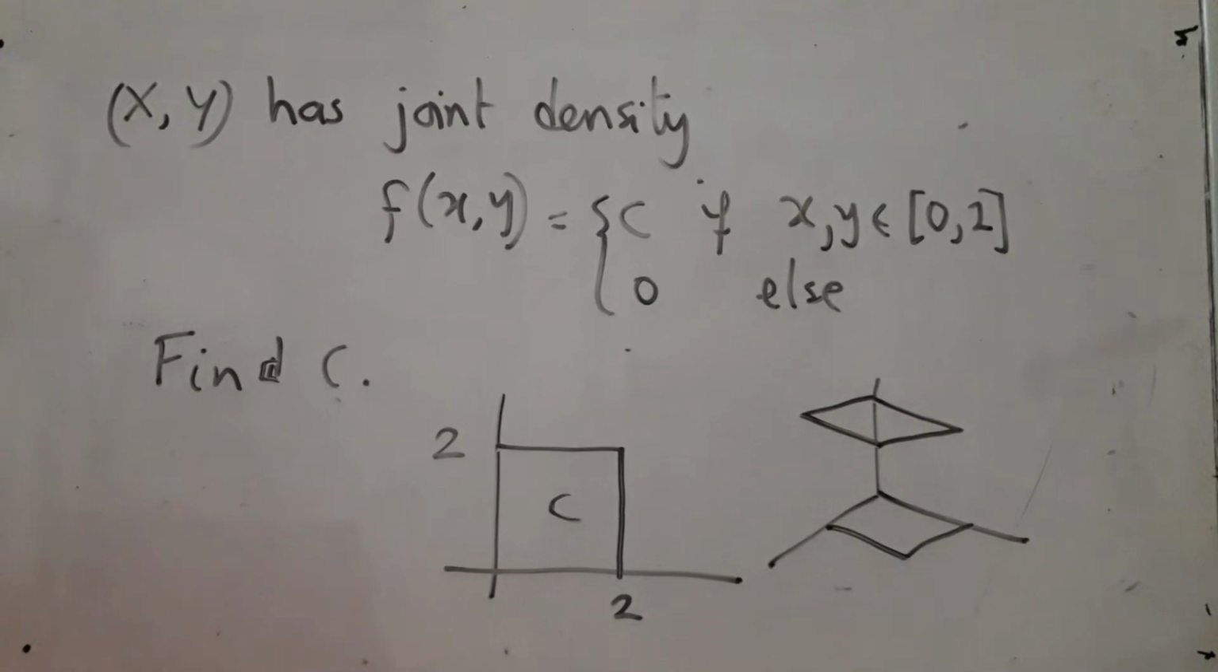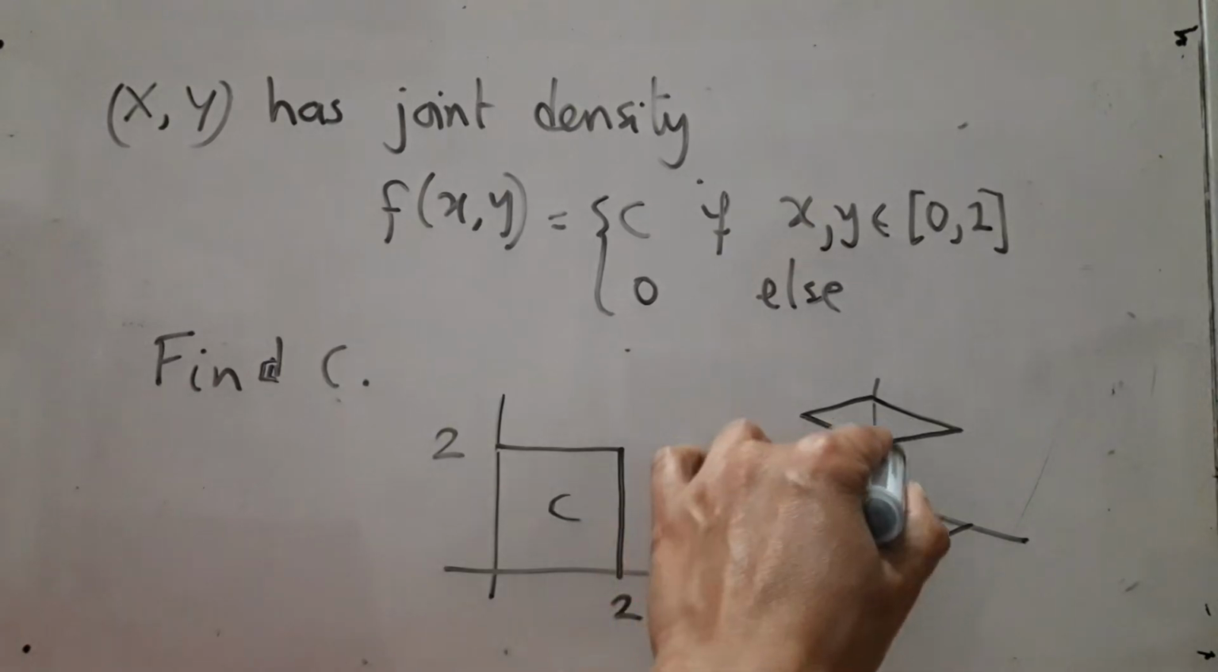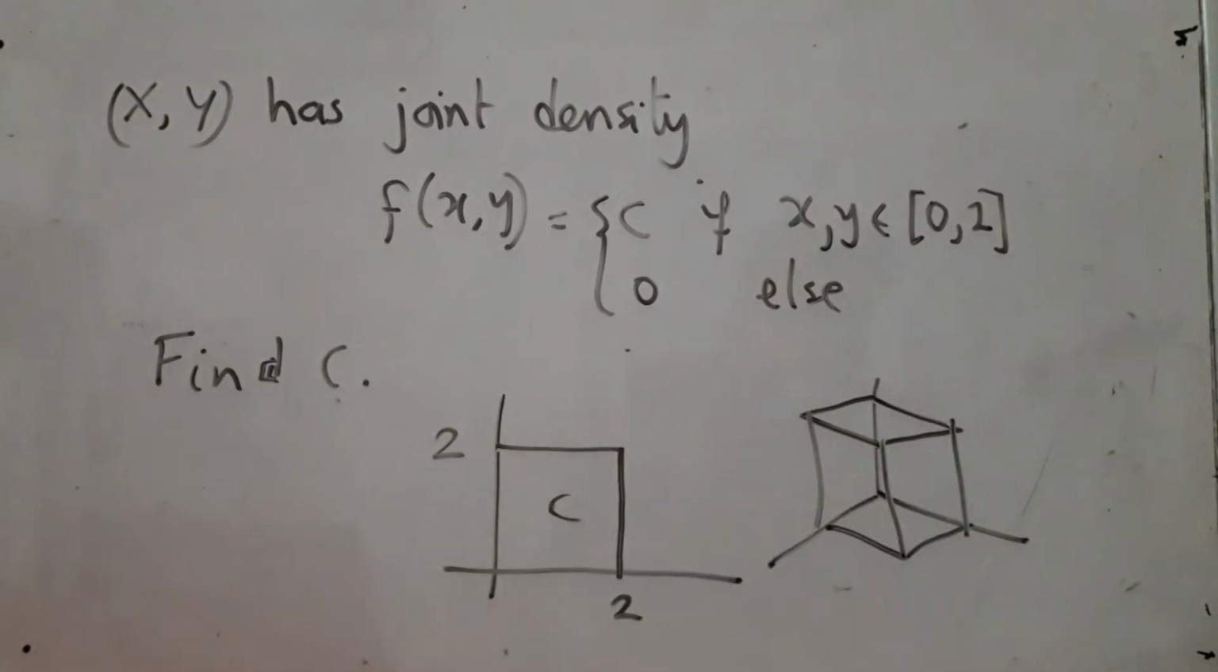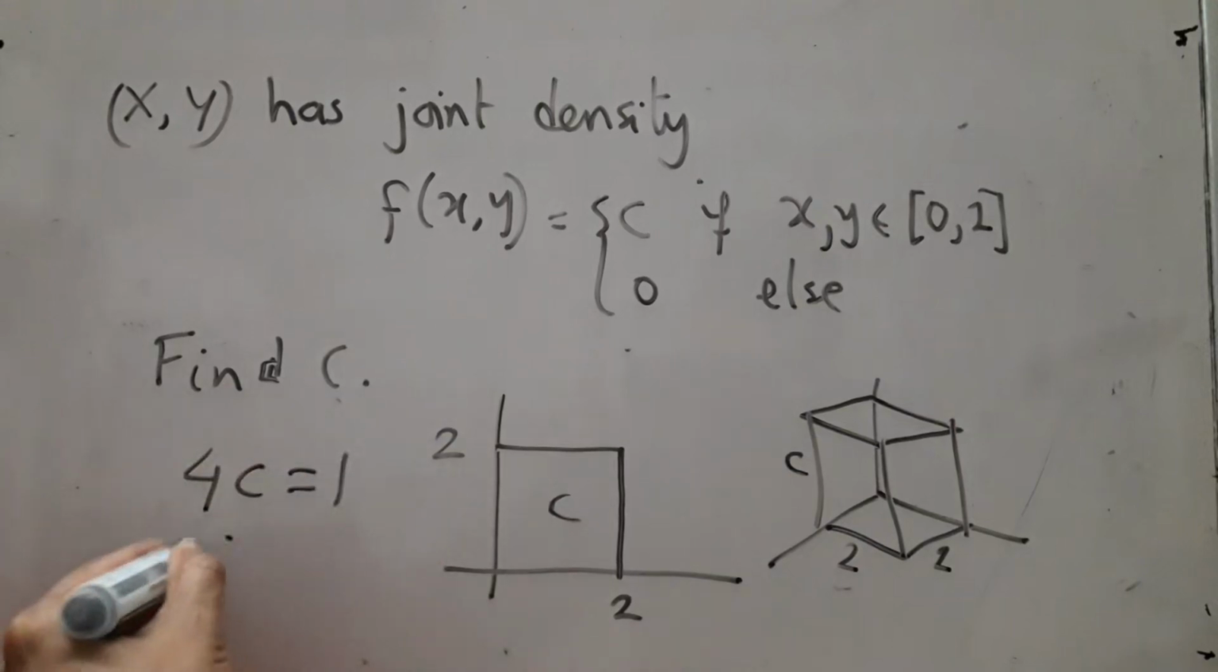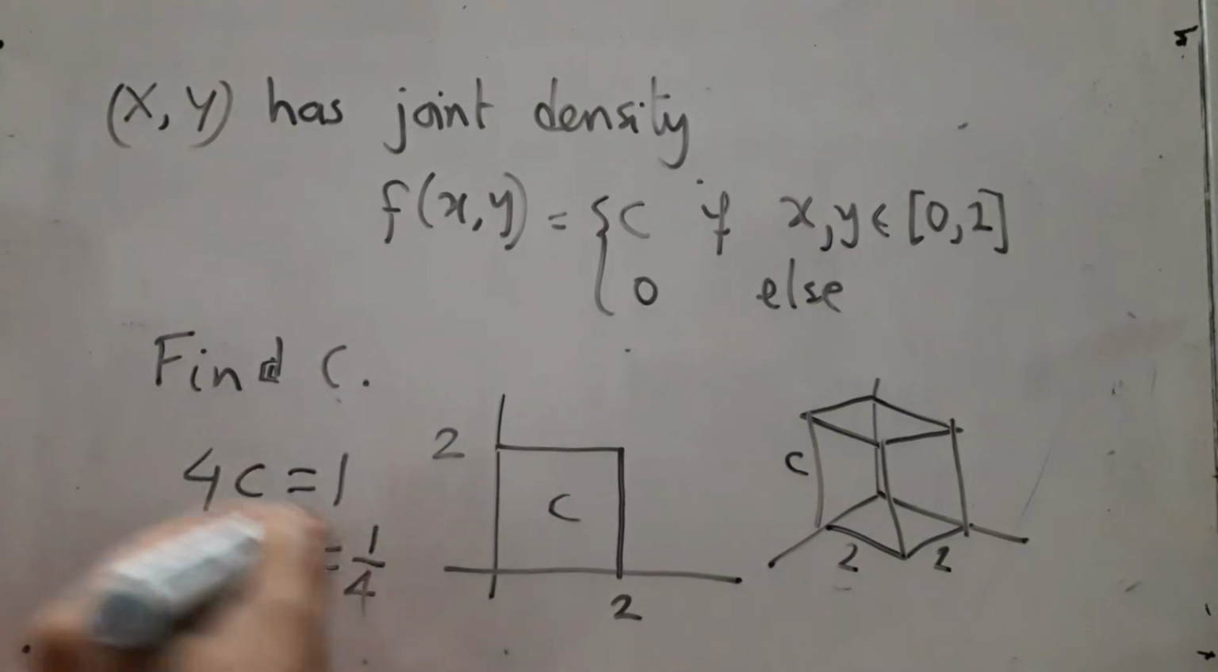So when I have to work out c, I'll use the property that since it's a joint density, the total volume under it must be equal to 1. In this case, that volume turns out to be just the volume of this box. So ideally I do not need any integration. I know how to find the volume of a box. This side is 2, this is 2 and this height is c. So I need 4c to be equal to 1, which means c has to be equal to 1 over 4. And that's the answer.